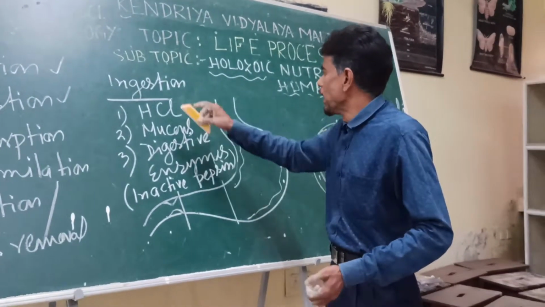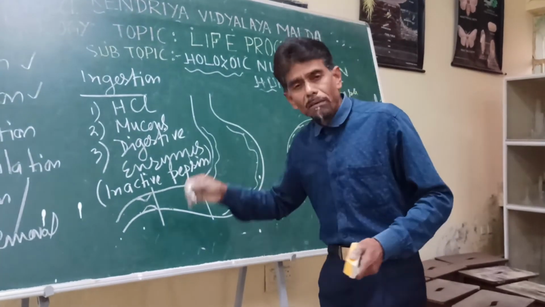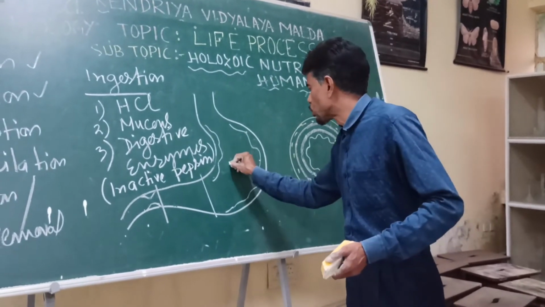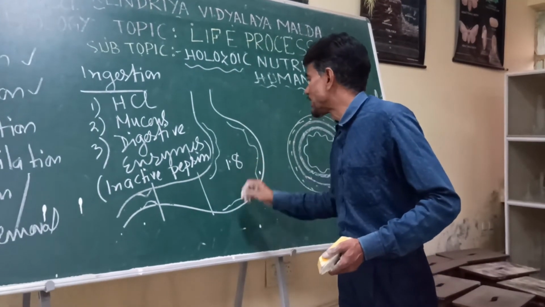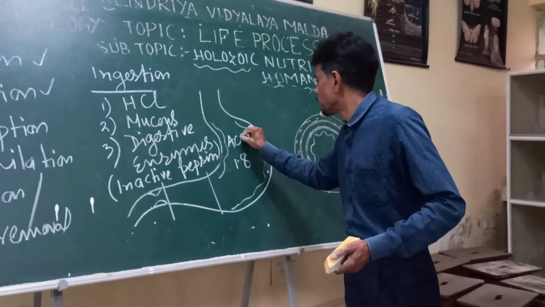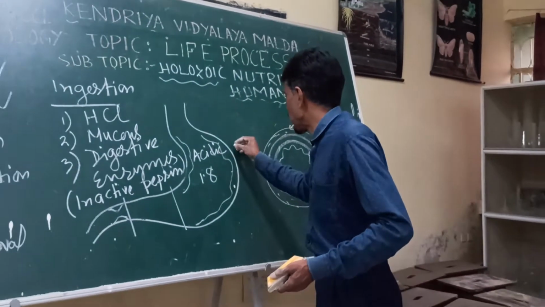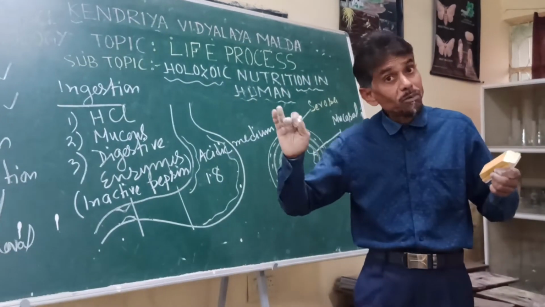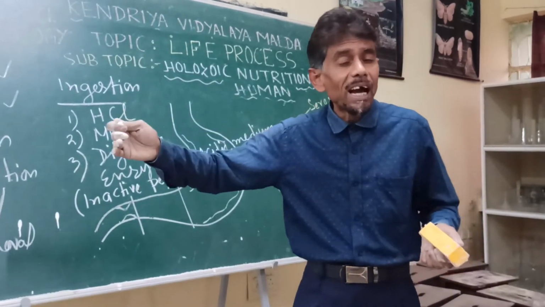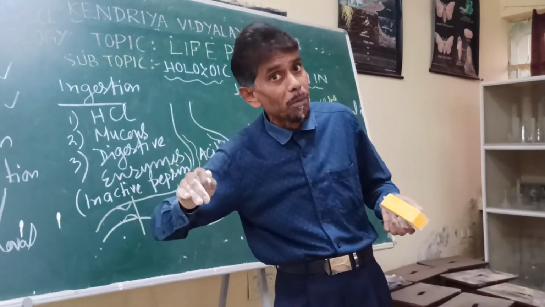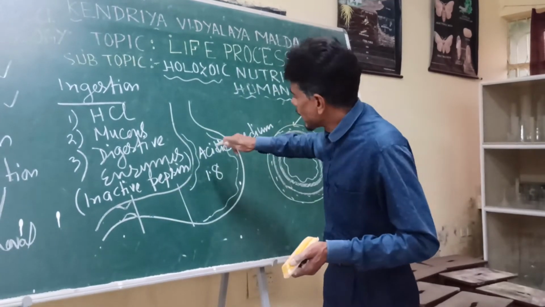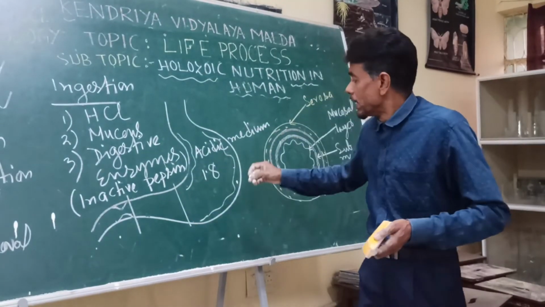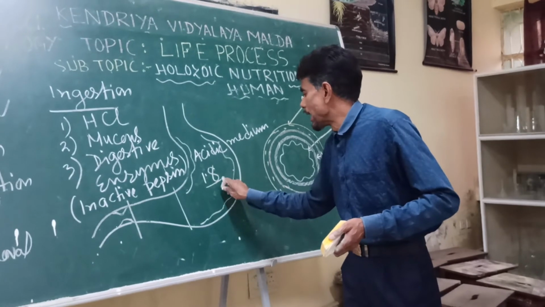Now, what is the role of HCl? HCl is very, very important to bring the pH down to almost 1.8. That is an acidic medium. It creates an acidic environment. This acidic medium is very, very important. Why? Because some bacteria also come along with our food material, entering the stomach. This HCl helps to kill the bacteria. Number one. Number two, this HCl makes the medium acidic.